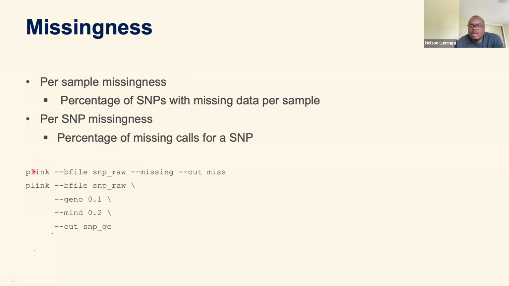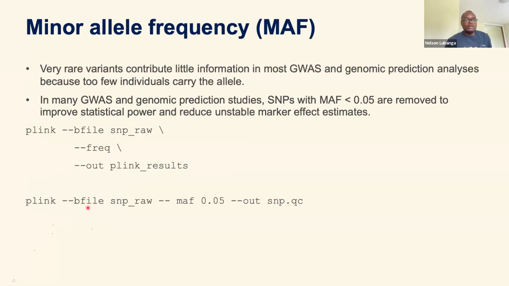A SNP that fails to genotype in many samples, or a sample that fails across many SNPs, is unreliable and should be removed. For example, if I put this threshold, I want to remove SNPs that have more than 10% missing data per sample. And also this one, I want to remove samples with more than 20% missing calls for a SNP. I'll show this practically at the end of this presentation.